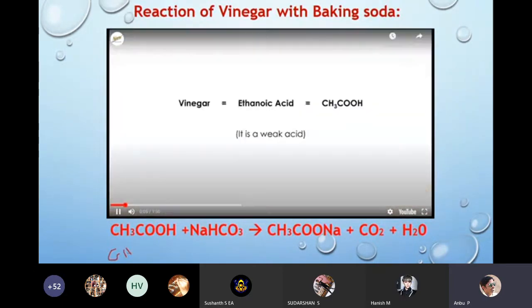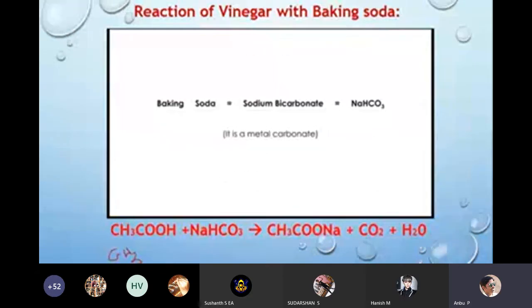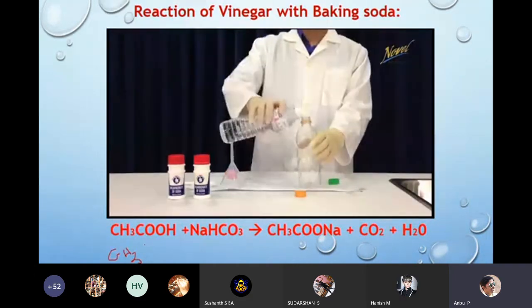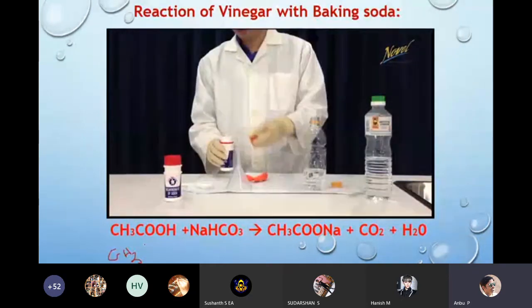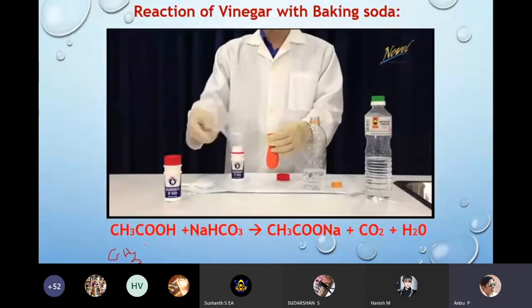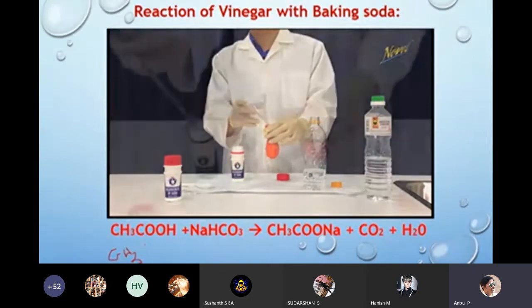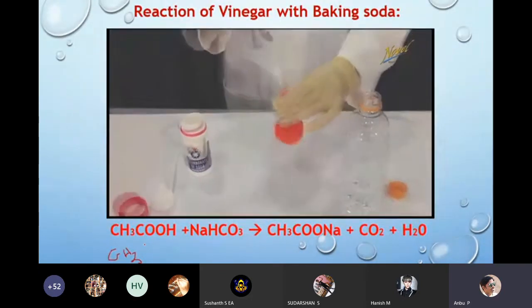So baking soda is also called sodium bicarbonate, NaHCO3. It is a metal carbonate. He is just pouring the vinegar. The next one is the baking soda. That baking soda is added to the balloon so as to collect the carbon dioxide gas. You can see that some amount of baking soda is added to the balloon. He is going to cover the bottle with the balloon.